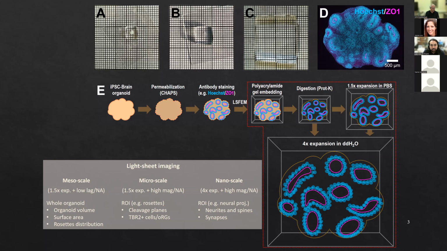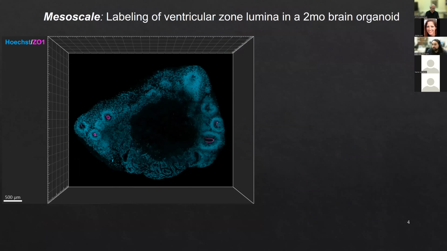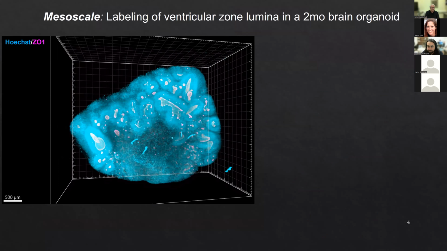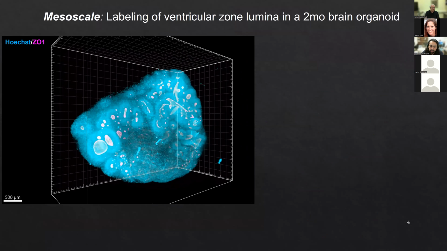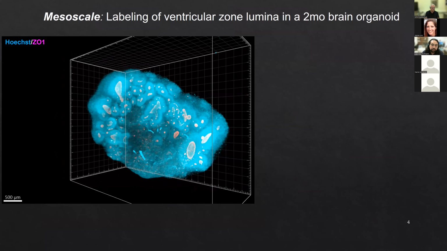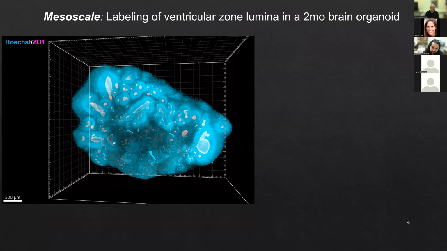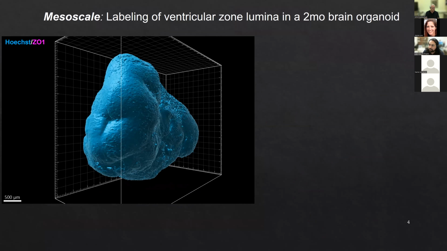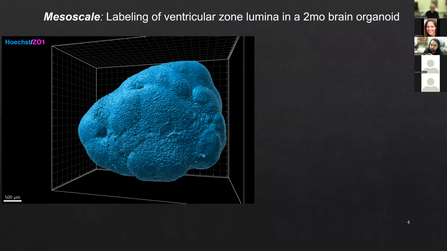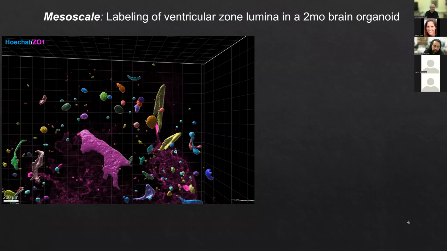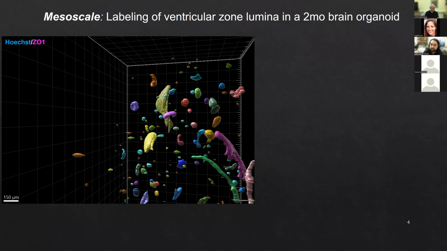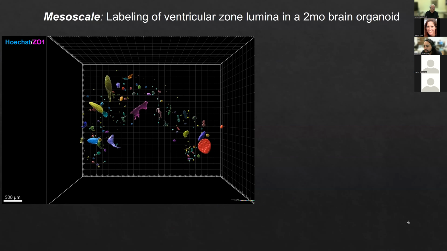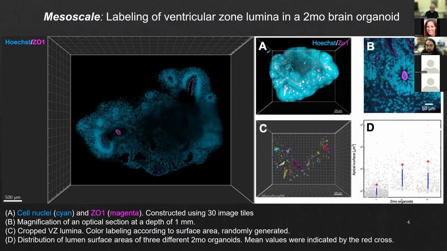For the mesoscale, I will show you a video where you can see a 2-month-old brain organoid that has nuclear staining like Hoechst, and the tight junction marker ZO1 that is marking these ventricular zones inside the organoid. With the nuclear staining, we can get the volume, and with the other one, we can get the number of rosettes within the organoid. I don't know if you can see my mouse.